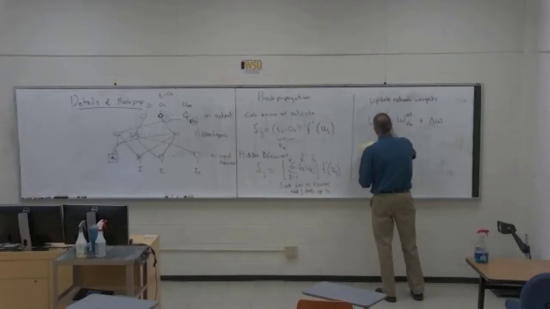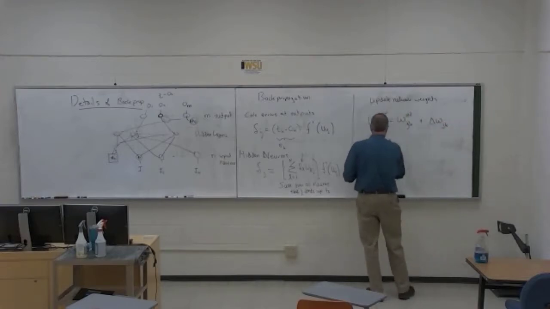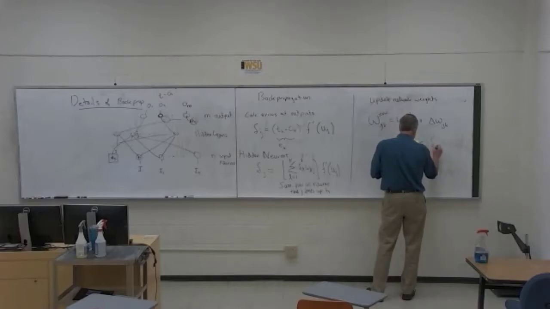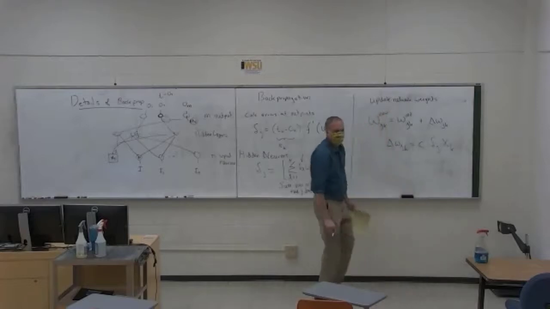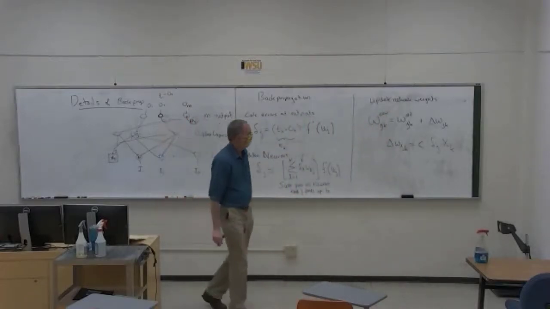Oh, I did JK, but that's what I did, so let's be consistent with my notes. This is W_JK, and delta W_JK. My K down here is C delta_J X_K, which looks very much like the perceptron rule.